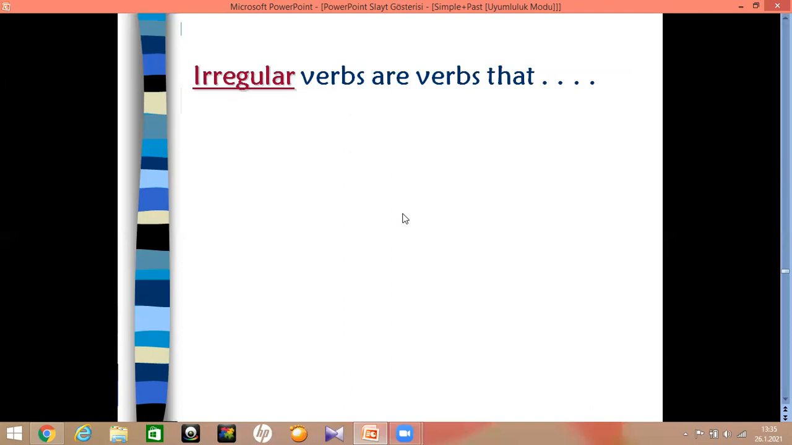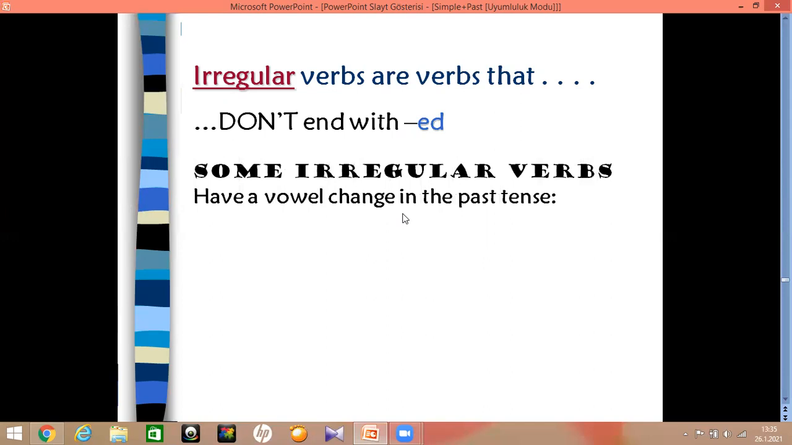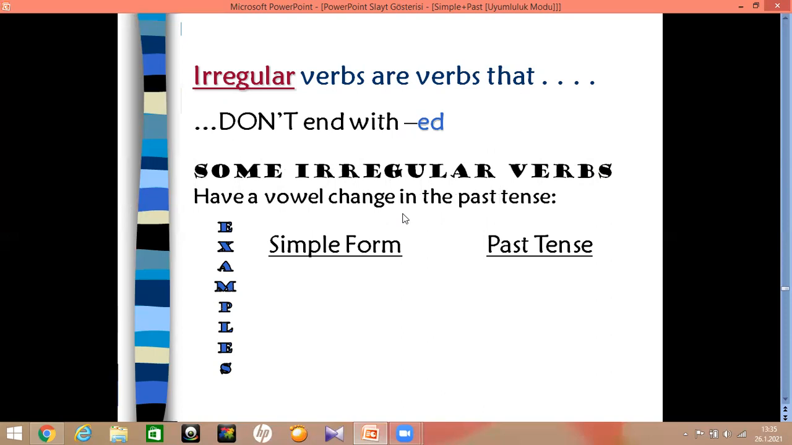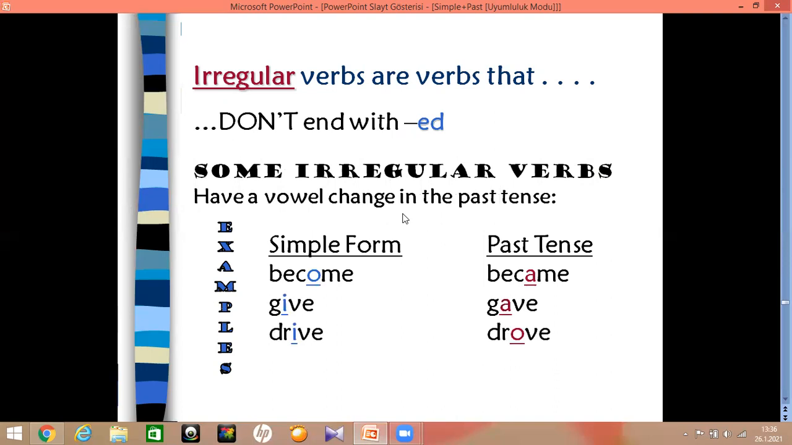Irregular verbs are verbs that don't end with ed. Some irregular verbs have a vowel change in the past tense. Let's see the examples. Simple form and the past tense form. Become, became, give, gave, drive, drove, forget, forgot. As you see, the vowel changes.